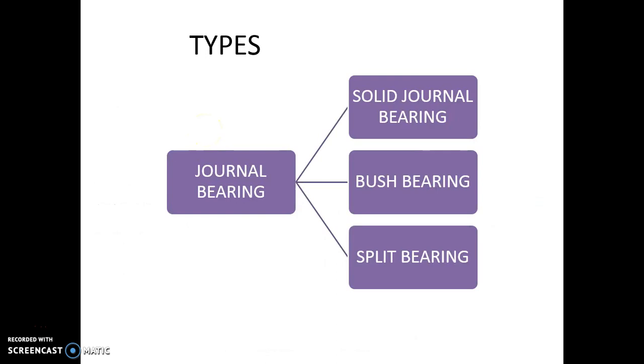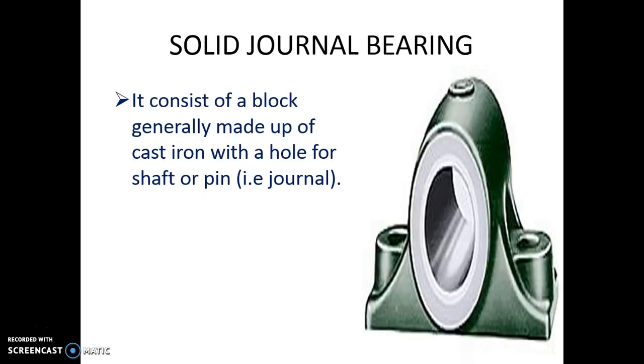Now we will see the types of journal bearings. For journal bearing, the first type is a solid journal bearing, second is a bush bearing, and third is a split bearing. A journal bearing consists of a block generally made up of cast iron with a hole for a shaft. Now, what is that word called a journal? The shaft will rotate inside this bearing, and that rotating shaft is called the journal. So it consists of a block. Generally, this block is made up of cast iron.